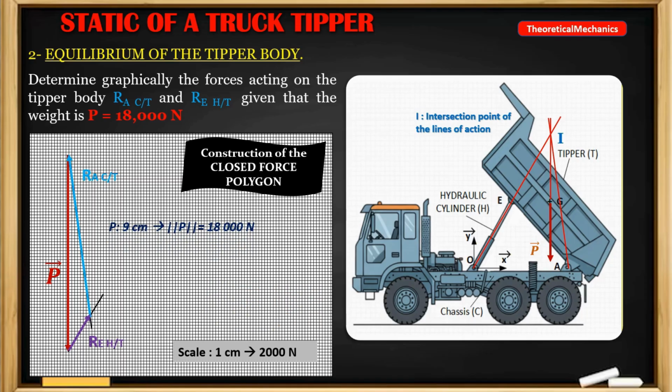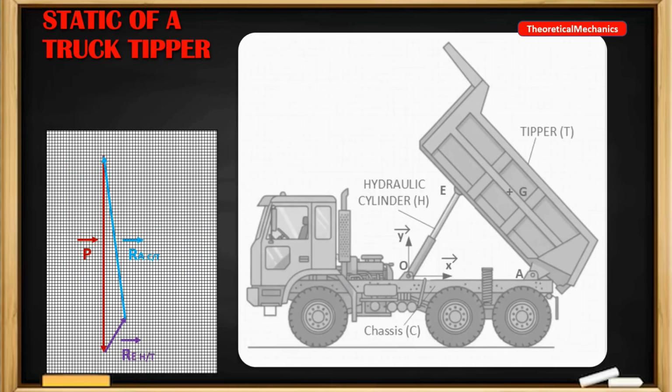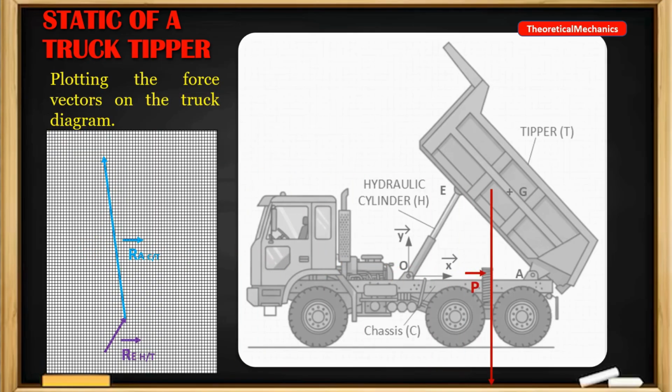Converting centimeters to newtons, we find the reaction force of the hydraulic cylinder is 4,000 newtons and that of the chassis is 15,000 newtons. Now, we will represent the force vectors determined on the figure of the truck in the position of dumping the contents of the tipper. If you are using paper drawing, you only have to slide the vectors considered parallel to each other as shown in the animated illustration.